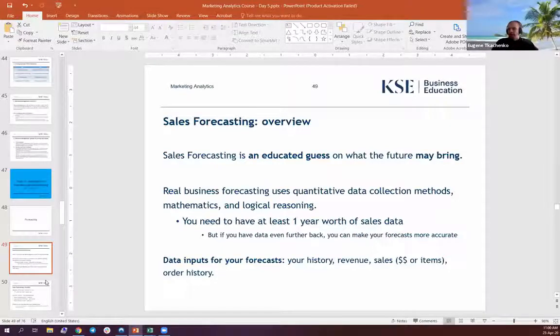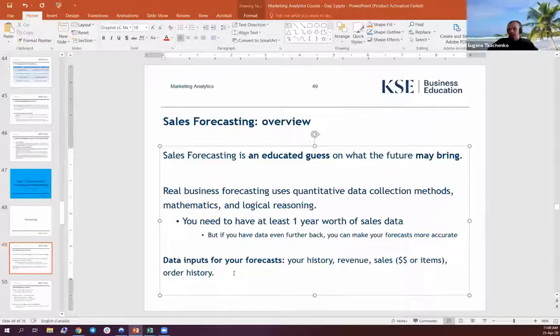So basically, if we are talking about quantitative data collection methods, mathematical reasoning, you should have at least 1 year worth of sales data. And the reason I'm talking about sales data is because we are talking exclusively about sales forecasting. So data inputs possible to be used for this forecast would be your history. So basically transactions at the time, any sort of order history, revenues associated with sales of particular items or services, as well as the actual sales numbers.